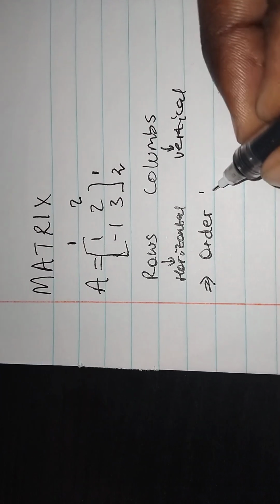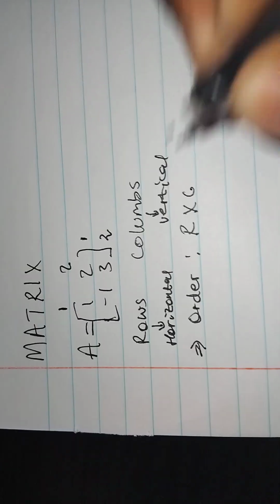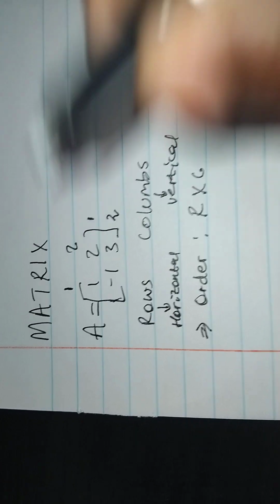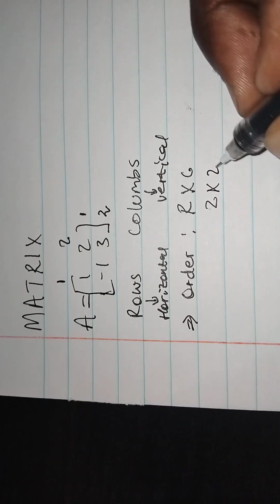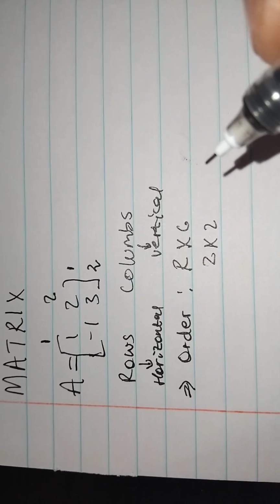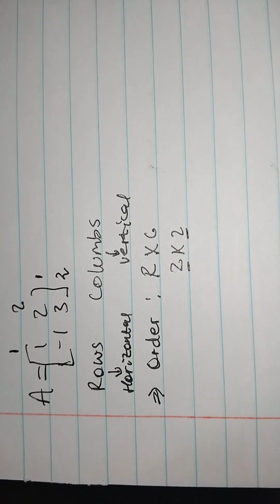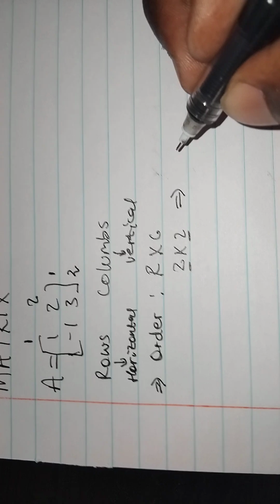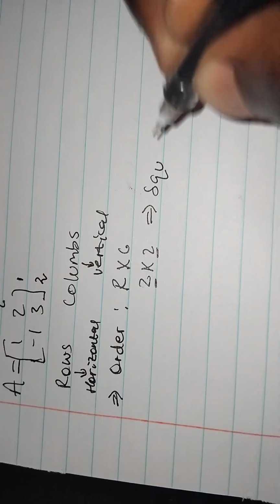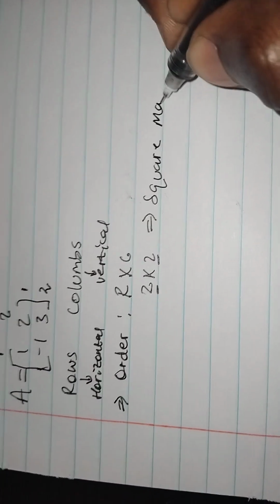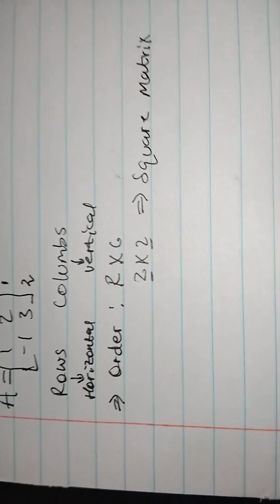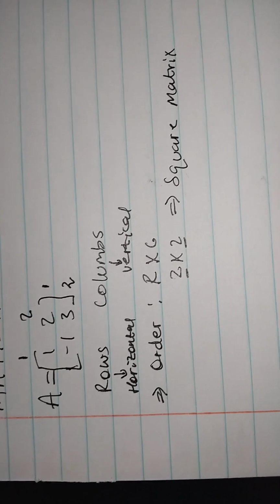The order of matrix A is given by rows times columns. We agreed that we have 2 rows and 2 columns, which implies A is a 2 by 2 matrix. Now what we see here is that the number of rows and the number of columns are equal. When the number of rows and columns are the same in a matrix, that matrix is what we call a square matrix. So A is a square matrix. Otherwise, if the number of rows and columns are not equal, then that can no longer be a square matrix.